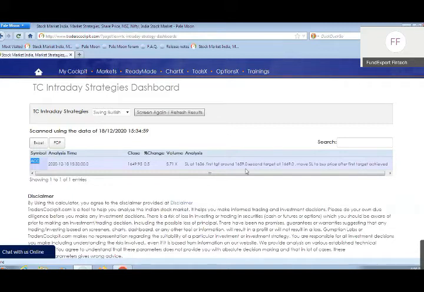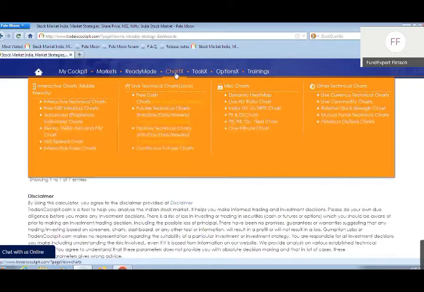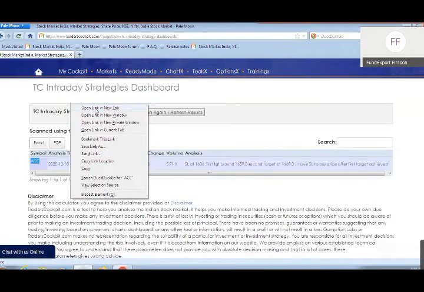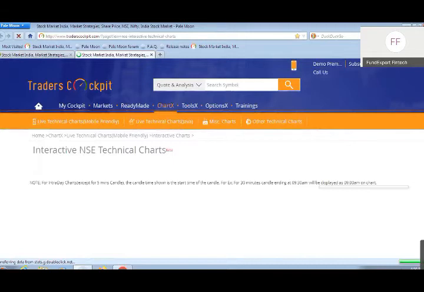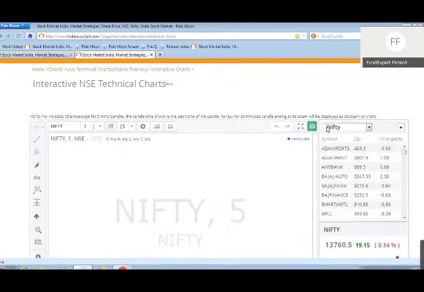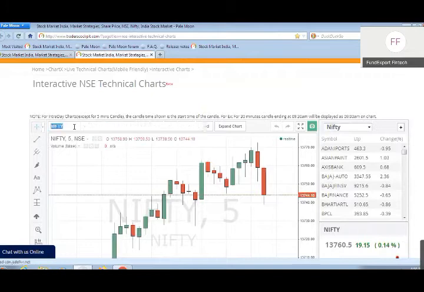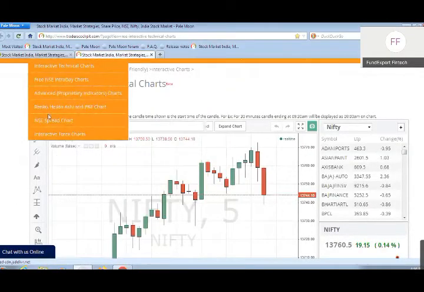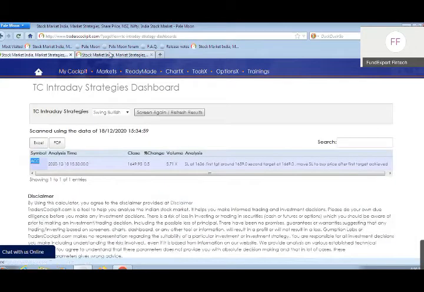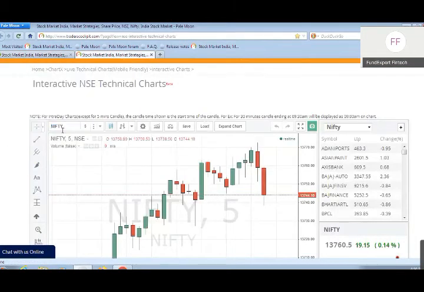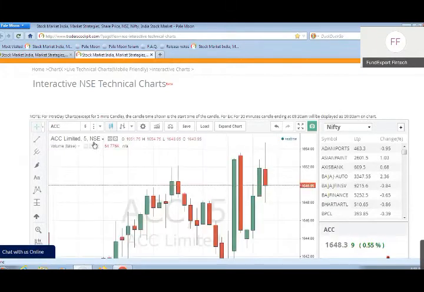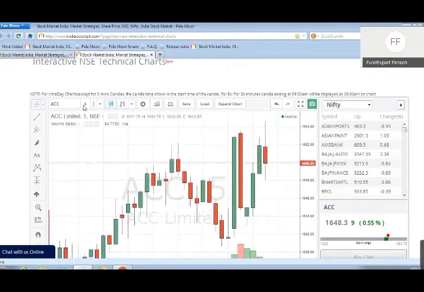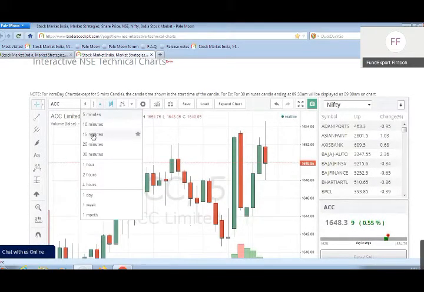Now I will show you one thing on the chart, friends, just for the understanding. In the chart section here, let's open up these charts in a parallel tab. Now here it is showing ACC, right? So you can put ACC on the charts here and take it on a 15-minute time frame for intraday setup.